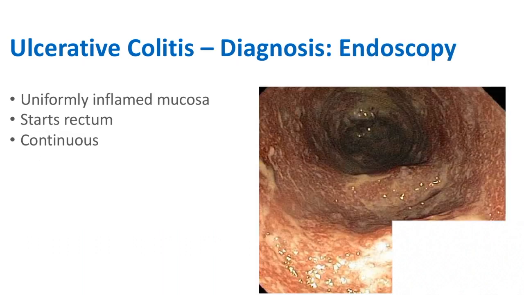On endoscopy, for ulcerative colitis, you see uniformly inflamed mucosa all throughout the whole colon. It starts within the rectum and it's continuous in nature. And this gives us a clinical clue that this patient most likely has ulcerative colitis. Keep in mind, ulcerative colitis only occurs within the colon.